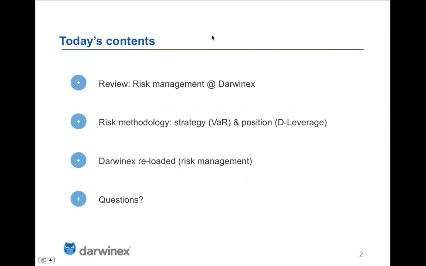What are we going to discuss today? It's essentially review the risk management methodology that we've used at Darwinex. This will require us to look back into what a value at risk, our strategy level risk measure, and deleverage, the position level risk measure, how they work, why it makes sense to use them. And then we'll discuss, once we've gotten everybody onto the same page, how this will change, the parameters of it will change once we move into the reloaded phase.